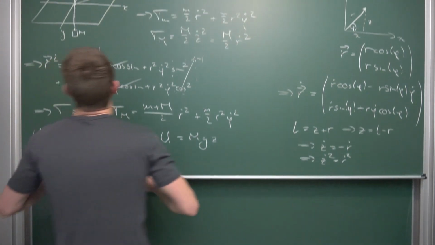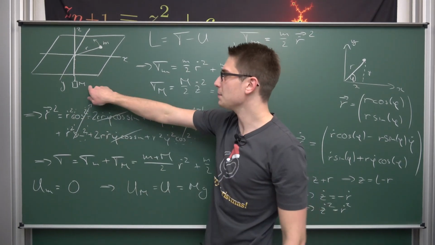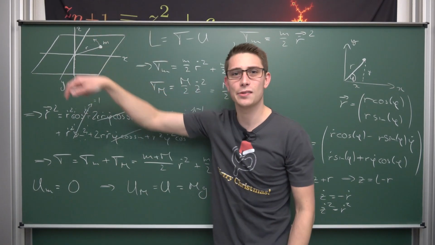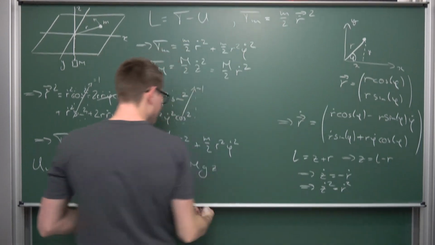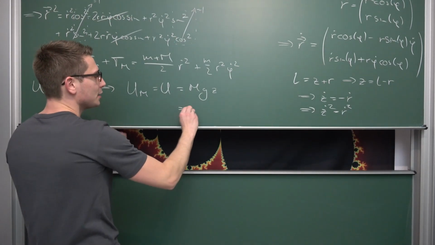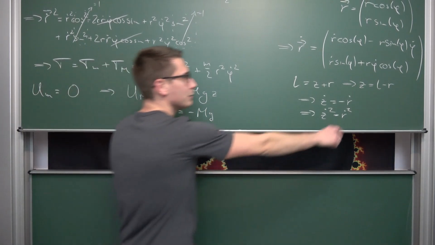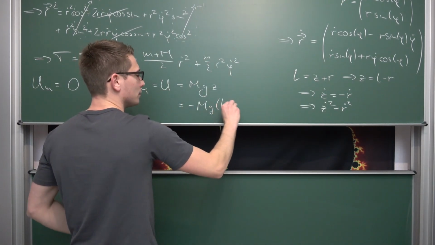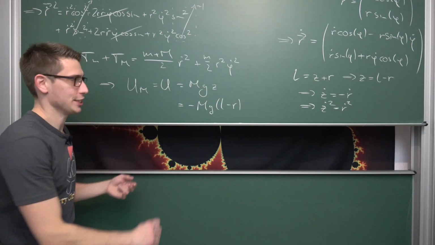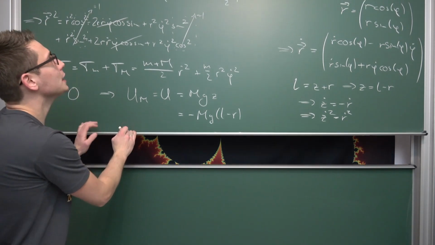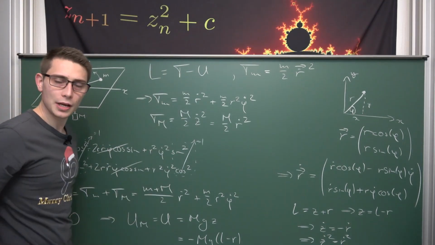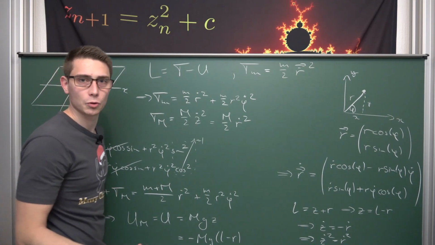Thing is, with regards to the table, our big mass is hanging in the negative z direction at all times, meaning we are going to get a negative sign in front of that. And what was z exactly? Well, z was nothing but L minus r. And hence we are done with all the energies. That was easy, right? And now we can go ahead and just put everything together and then apply the Euler-Lagrange equations.